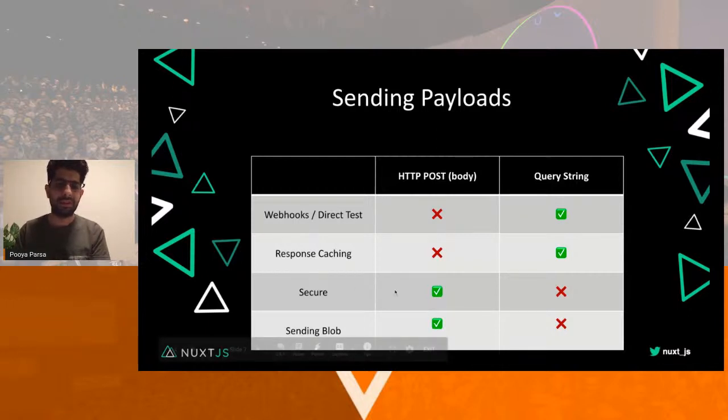But post has its own advantages as well. First of all, it's secure, because the query string will be logged in the web server logs, or if there is any proxy in between, but the post body is always secured. And it also allows you to send blobs. For example, if you want to upload a picture using the query string, we need to serialize it, which is going to add lots of overhead. But post allows sending it as raw binary data, which is more efficient.